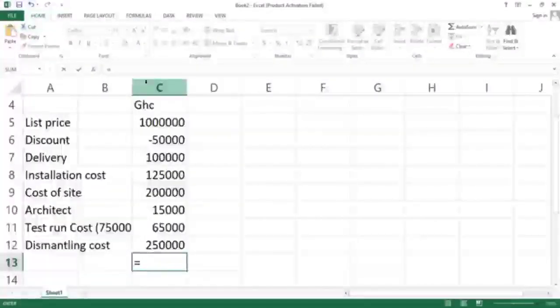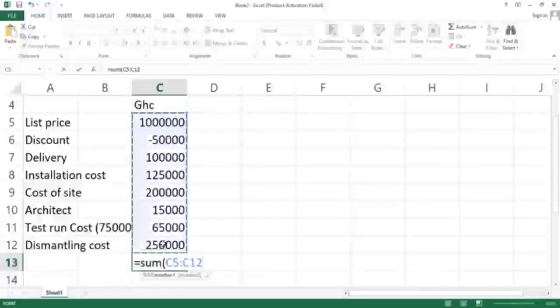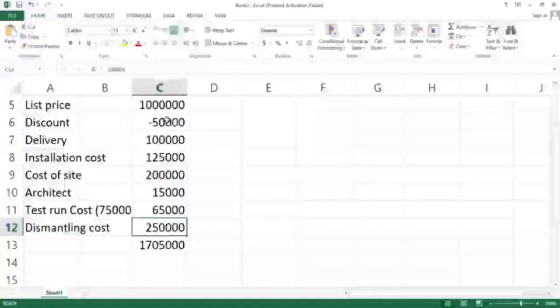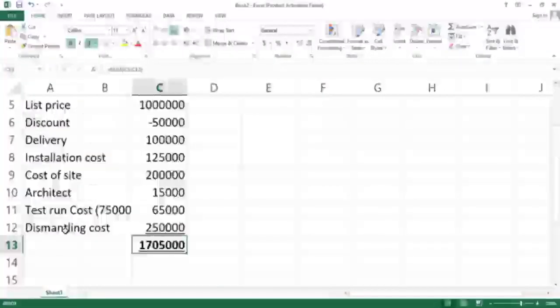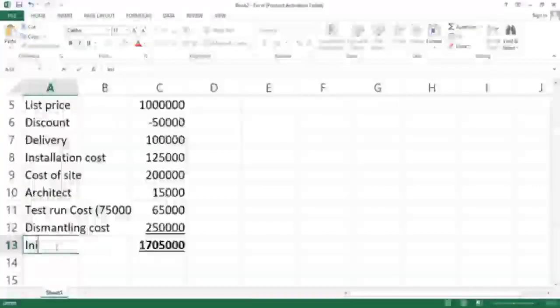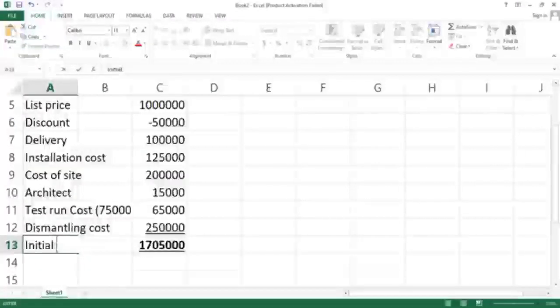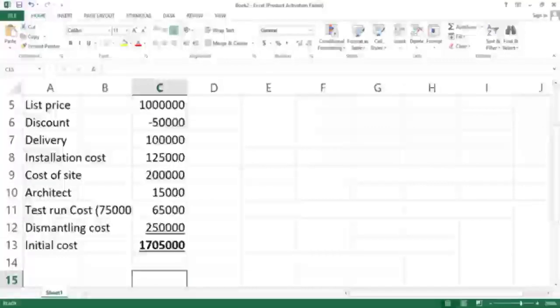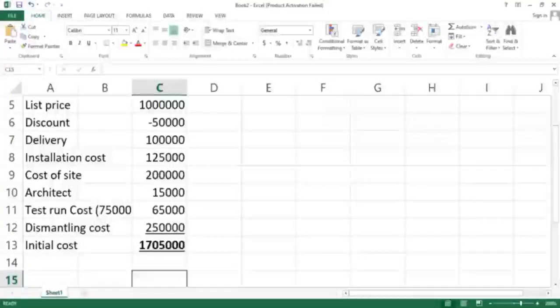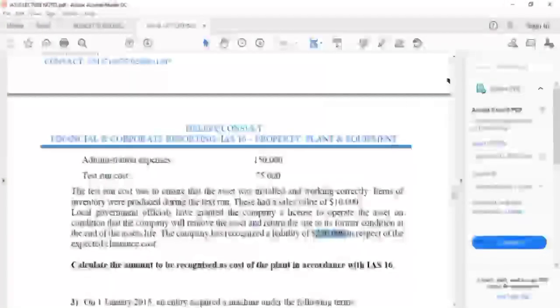Let me just use my sum formula. So the initial cost of the asset will be this. Then you can now do your depreciation and everything thereafter. I hope you all know how to calculate depreciation by the reducing balance method and straight line method. So I'm not here to talk about that. That is how we determine the initial cost of an asset.